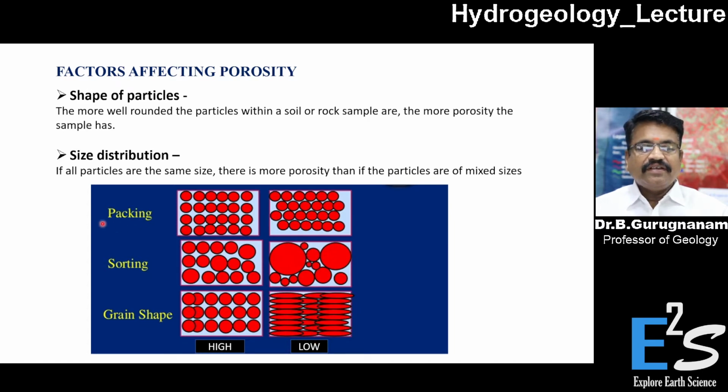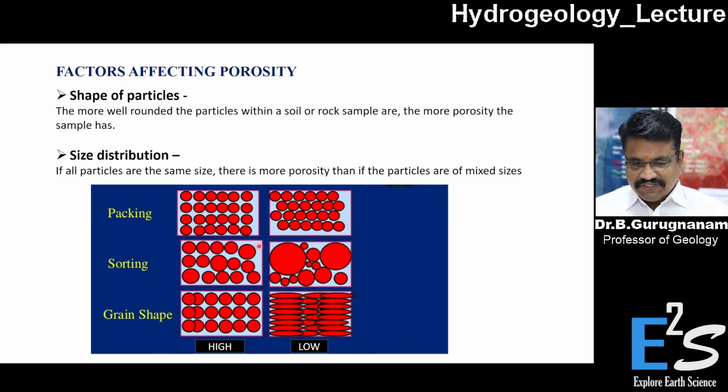This is the packing. If it is regularly packed, you come to the size distribution. If all particles are the same size, then the possibility of higher porosity will be there. Particles are the same, shapes are the same, round, regular packing, then higher porosity. If it is arranged in an inclined way, the porosity will be reduced.